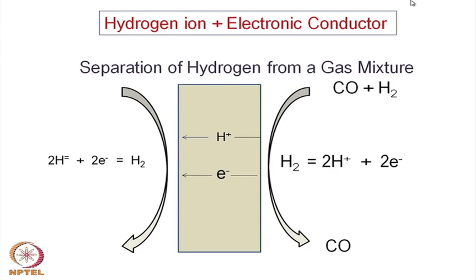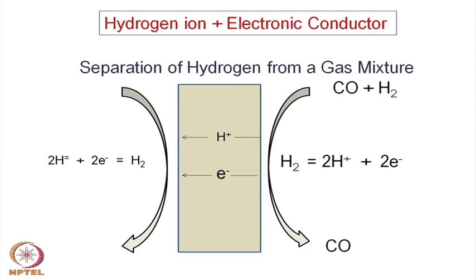One can also get similar situations. Okay. This is a separation, not the reforming reaction. In the reforming reaction we have already got the carbon monoxide and hydrogen, and in this reactor we are separating them. We have a feed which is carbon dioxide, carbon monoxide and hydrogen, and then this material is a hydrogen ion conductor together with electronic conductivity.